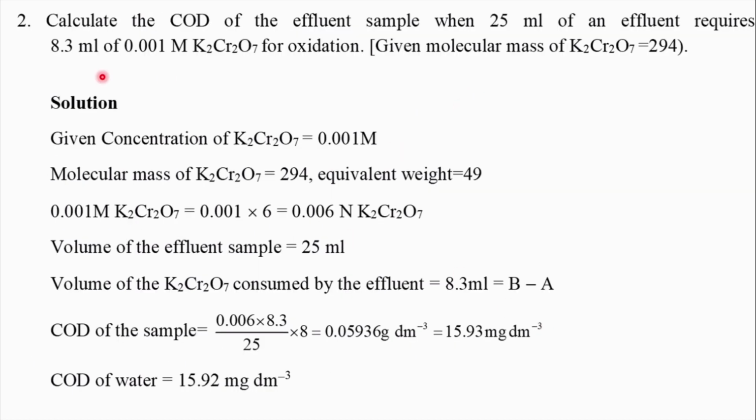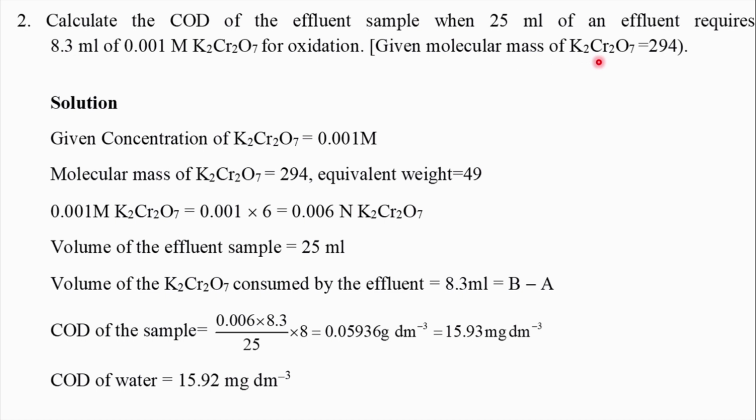Moving on to the second question: calculate the COD of the effluent sample when 25 ml of an effluent requires 8.3 ml of 0.001 molar K2Cr2O7 for oxidation. Here they have given a hint, the molecular mass of K2Cr2O7 as 294.